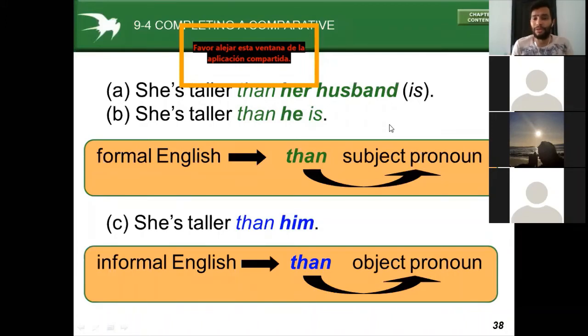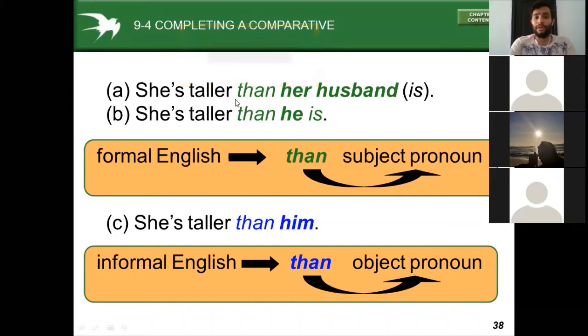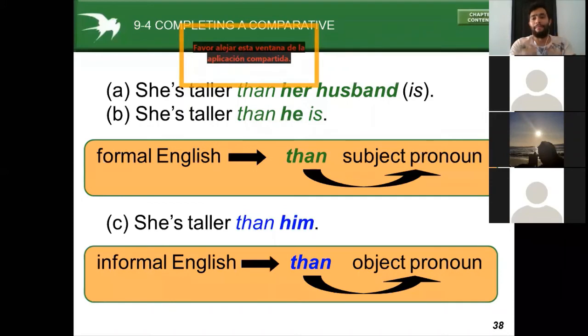Pero nuevamente repito, esto solamente pasa con el verbo to be. Ya que si yo cambio esto, un ejemplo, no quiere decir que siempre vaya a ir "is" aquí. No. To give you another example, she is taller than I am, right? She is taller than I am.